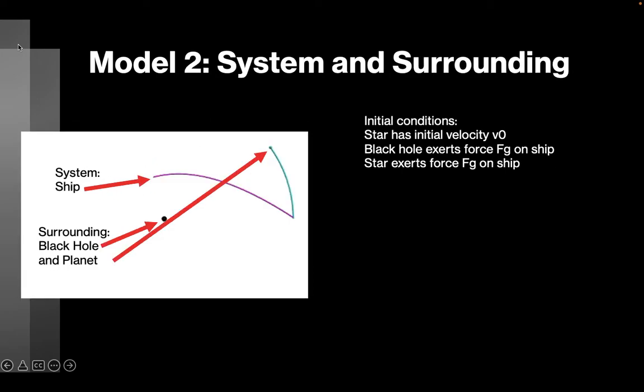In Model 2, we see that the system is the ship, and that pink line in the surrounding is the black hole and the planet. The initial conditions were that the planet still had that initial velocity of v0. Our black hole exerted a force of Fg on the ship, and the star exerted a force of Fg on the ship.